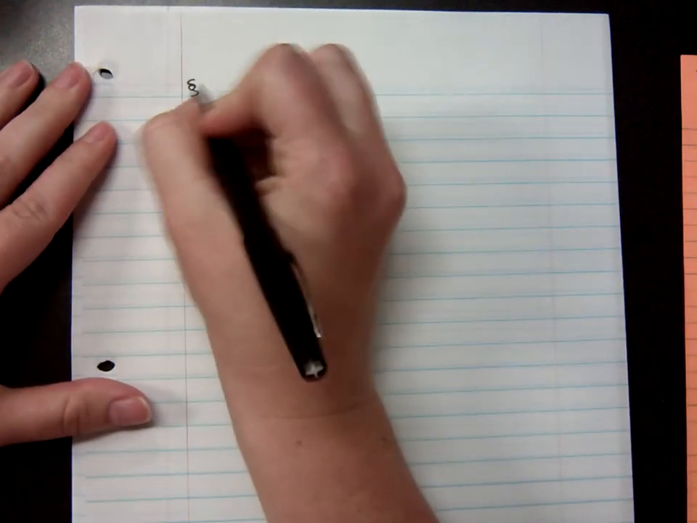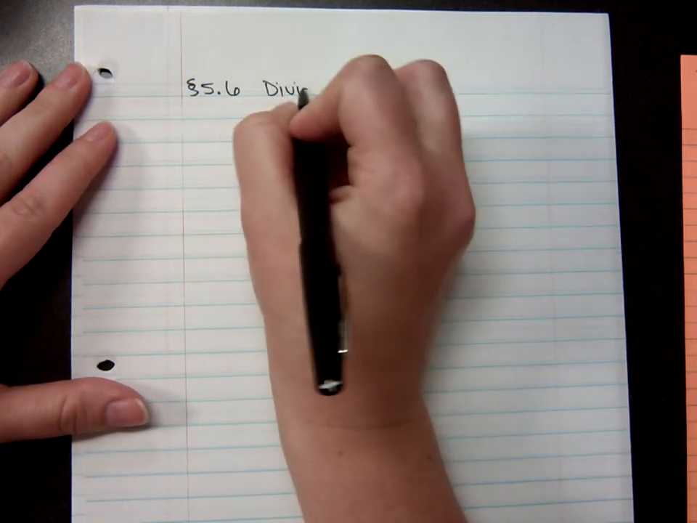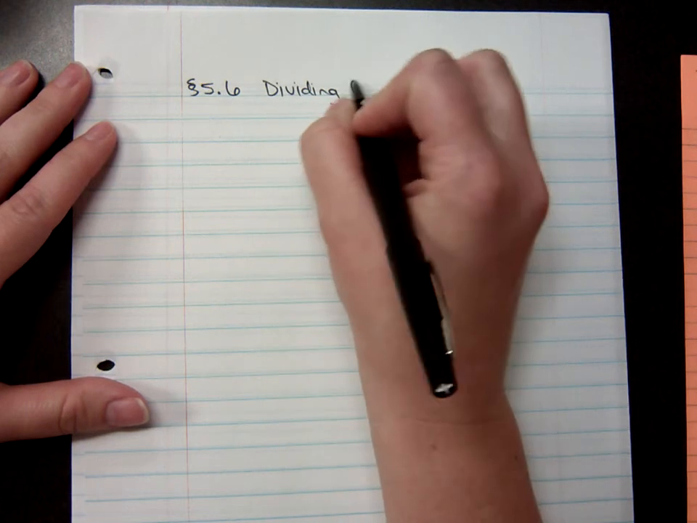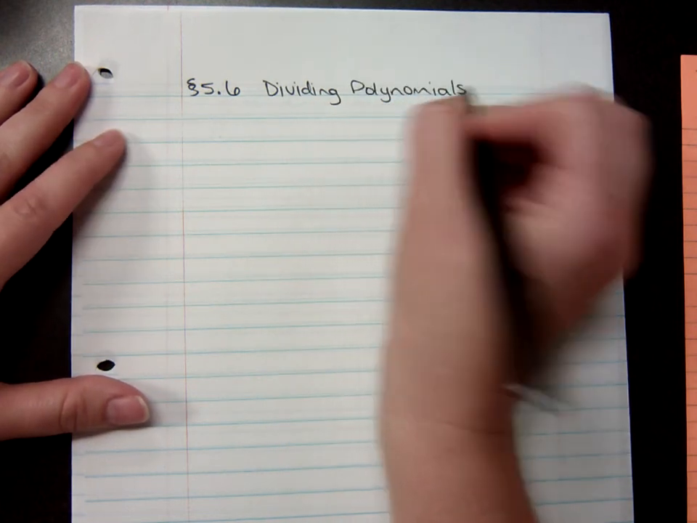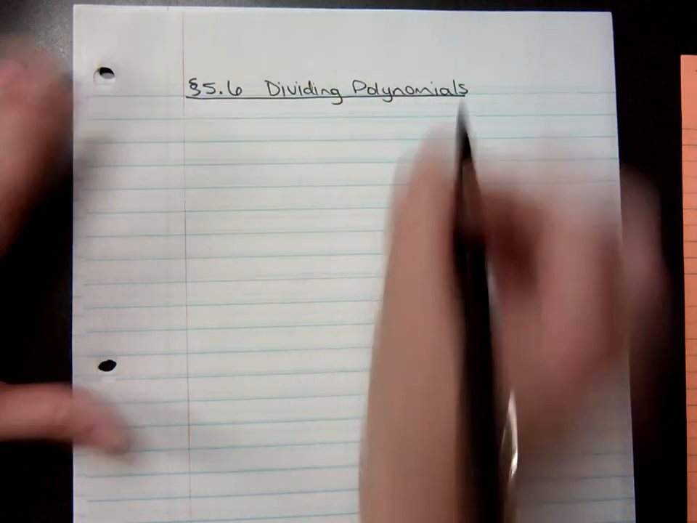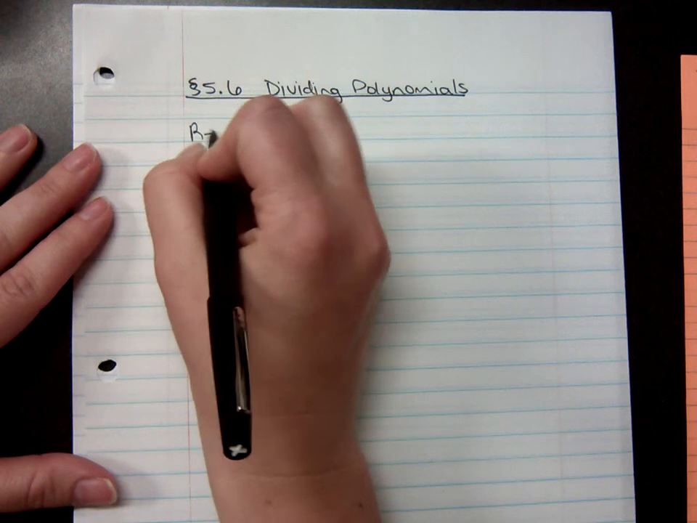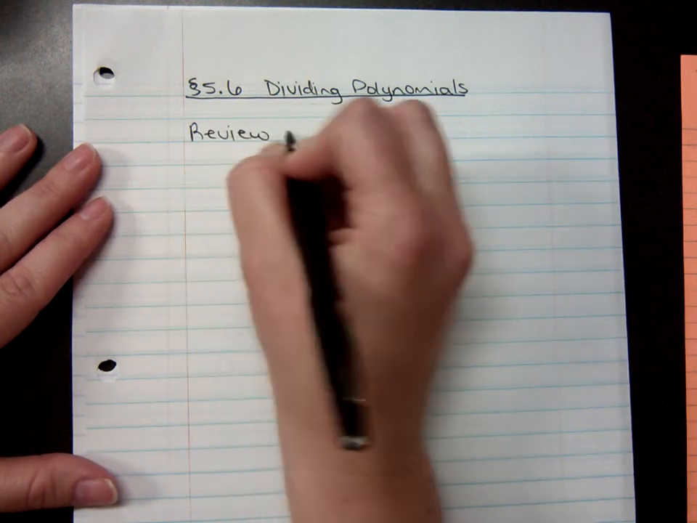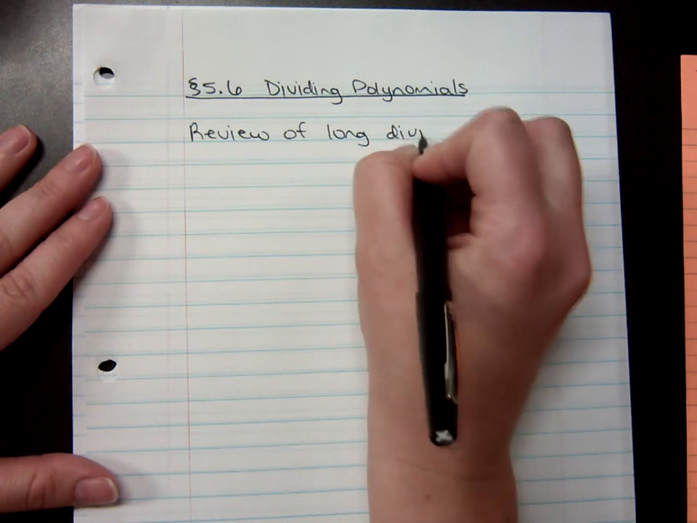These are the notes for section 5.6 on dividing polynomials. Before we divide polynomials, we're going to do a review of what's called long division.